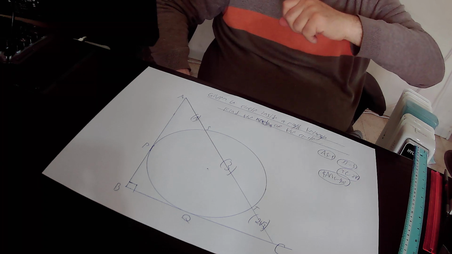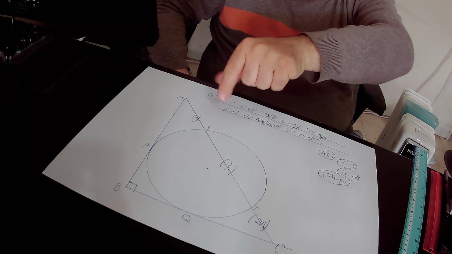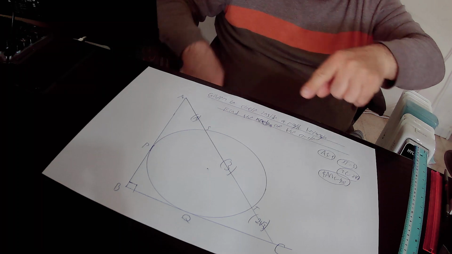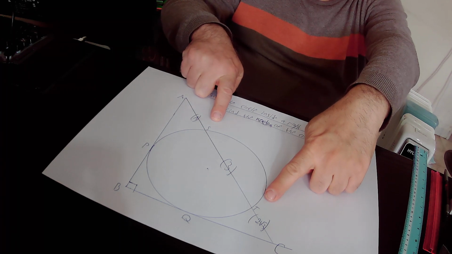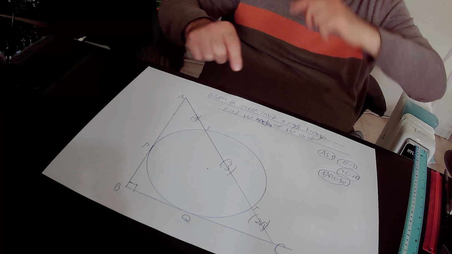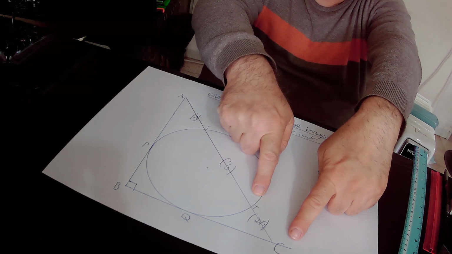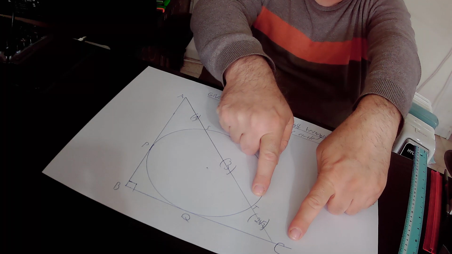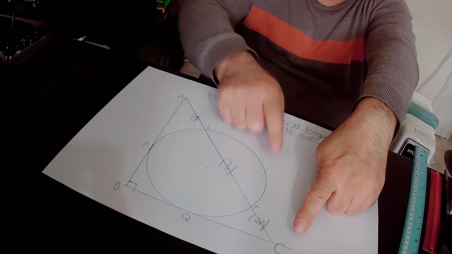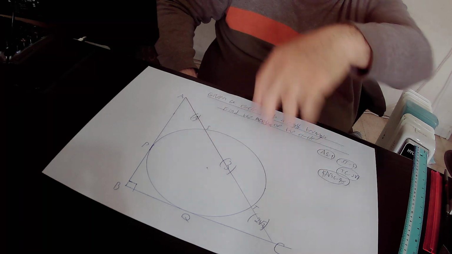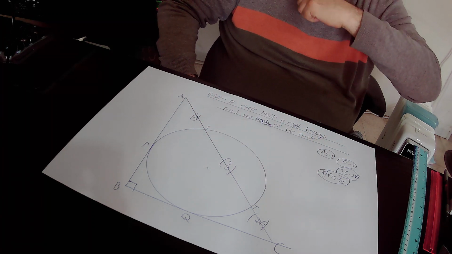In addition, we know that this line segment AS equals 1 unit in its length. This line segment ST equals 3 units in its length. And this line segment TC equals 2 times square root of 3 units in its length. And again, our mission is to find out the radius of this circle.